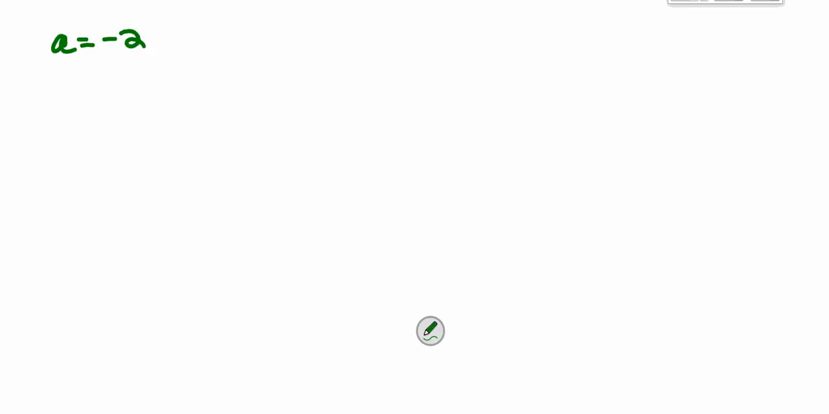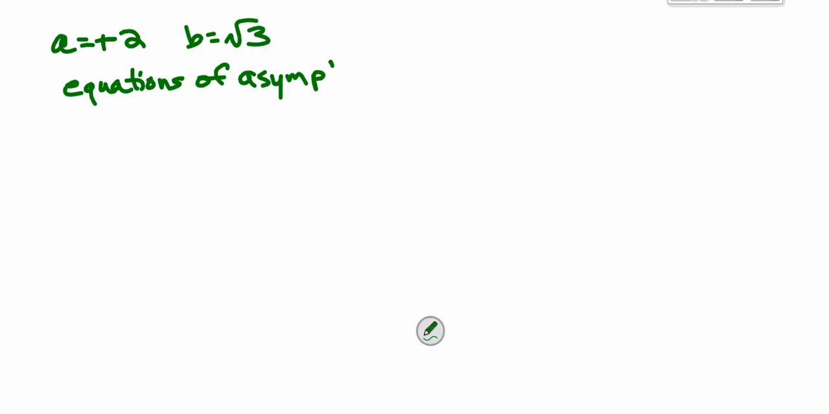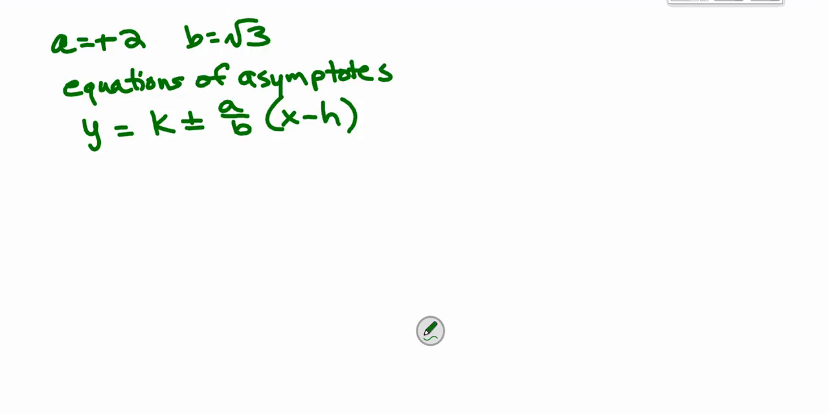A was positive 2. A is 2. B is the square root of 3. And so the equations of the asymptotes are going to be y equals k plus or minus a over b times x minus h. And so I'm just going to write it as plus or minus, then I'll break it apart. So y equals k, which was 0, plus or minus a, which is 2, over b, the square root of 3. So I feel like I'm going to have to get that in simple radical form eventually. Parentheses x, h is negative 1, so it'll be plus 1.